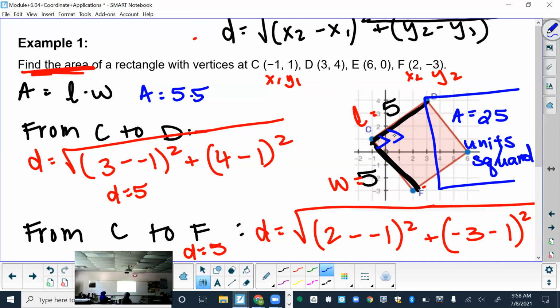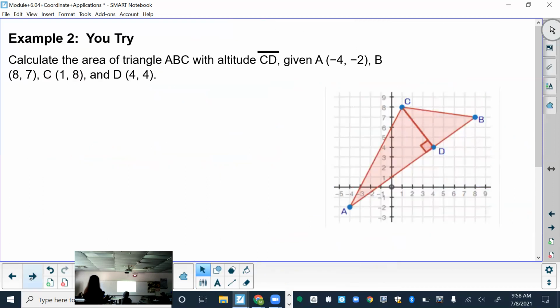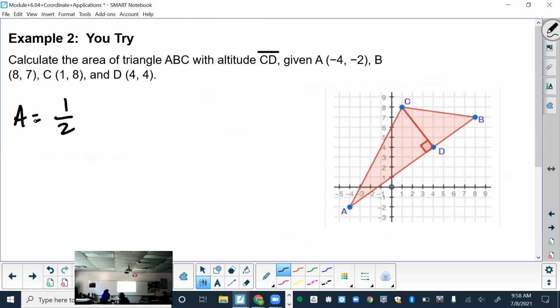All right. Next one, you guys can try. I'll just help you with the formula part because it is a triangle. So triangles have a different formula for the area. What formula is for a triangle? Good, 1/2 base times height. In another math class, they said base times height divided by 2, that's the same thing.